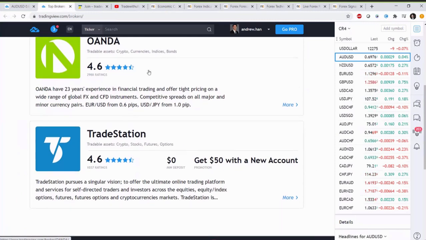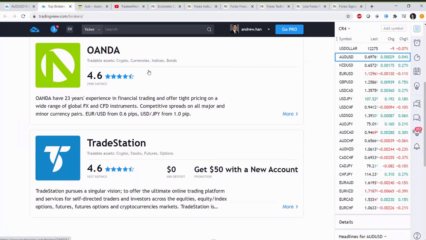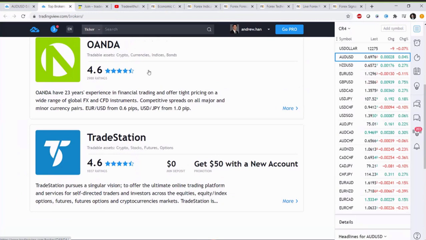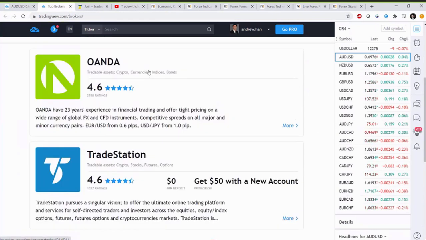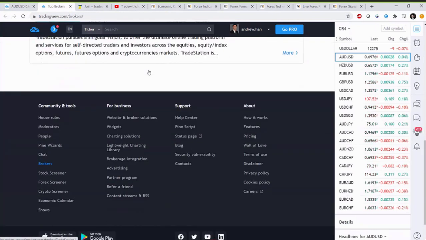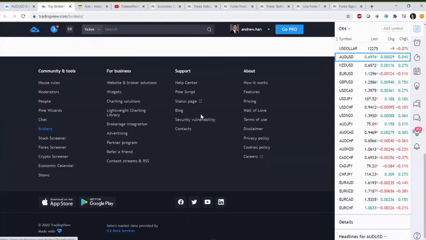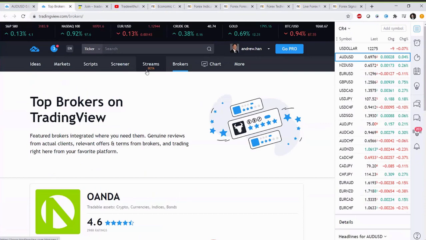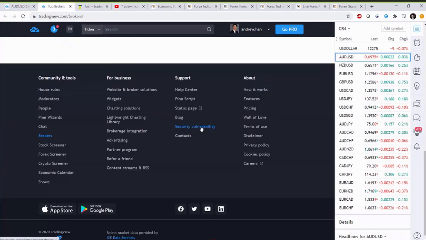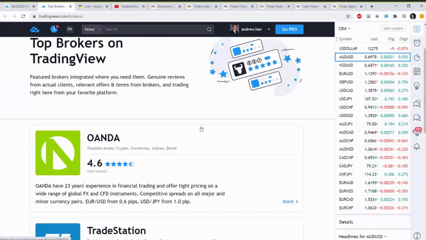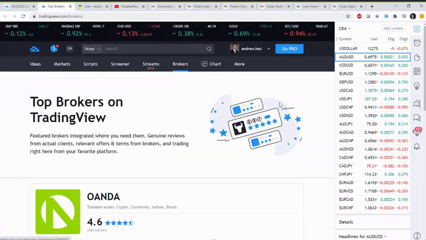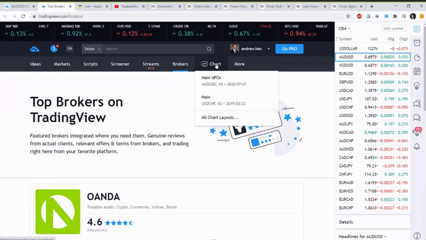So Oanda, if you're in the States, I think you could use them to connect to TradingView. There's TradeStation. Yeah, there's Saxo. There's Forex.com, which is Gain Capital. So I'd look through TradingView and see who's connected.